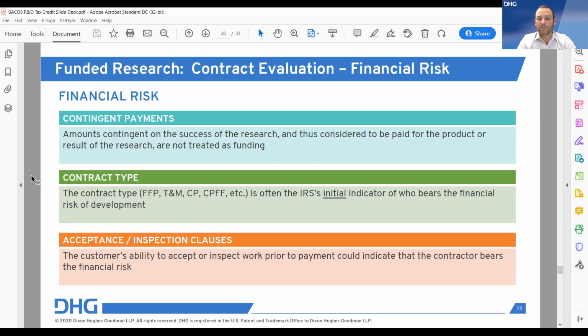The other thing to consider is not just contract type, but also the clauses within each contract. So you want to look towards any acceptance clauses, inspection clauses, rejection clauses, deficient work, warranty clauses, effectively anything that may talk about what the payment is going to be or how it may be affected if the work is not up to par per the contract requirements.